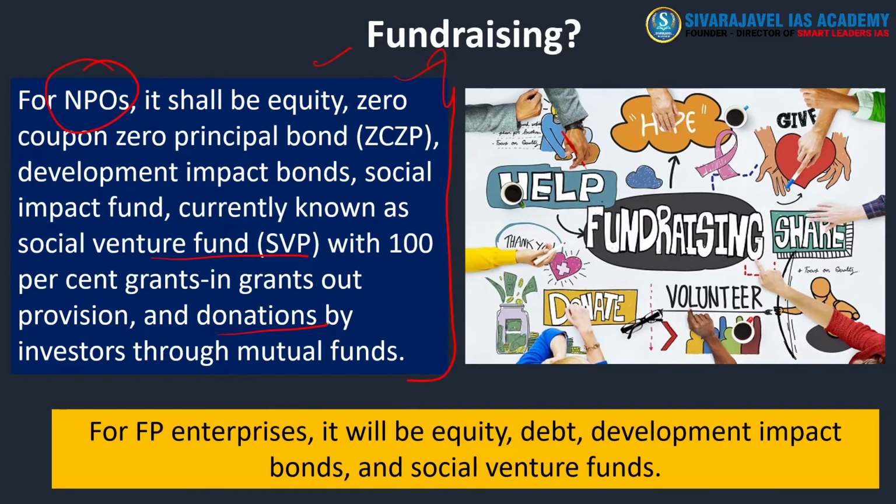For non-profit organizations, you can see there is a broad variety of ways for fundraising. But for for-profit organizations, it could be equity, or debt, or development impact bonds and social venture bonds. So the fundraising platforms are fewer in number in the case of for-profit enterprises. Sometimes the question could be made easier: the number of ways fundraising can be done for SSEs by for-profit enterprises is lesser compared to that of non-profit organizations. But you have to know that, yes, for non-profit organizations there are more ways to raise funds.